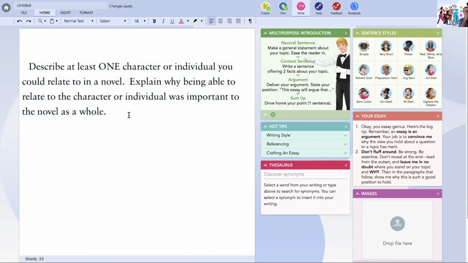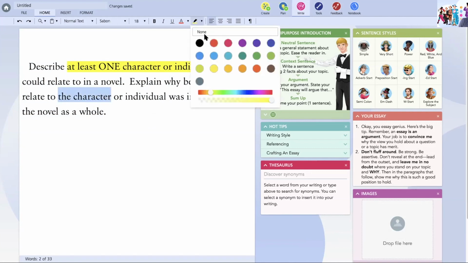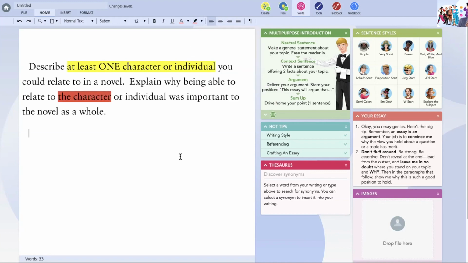Okay, what's wrong with that question? Well, a number of things. If a question is meant to be an exercise in clarity for a student, we just dropped off at the first hurdle. What does that say right there? Yep, at least one character or individual. And in part 2 of this question, what does it say? Yep, you got it. The character or individual.